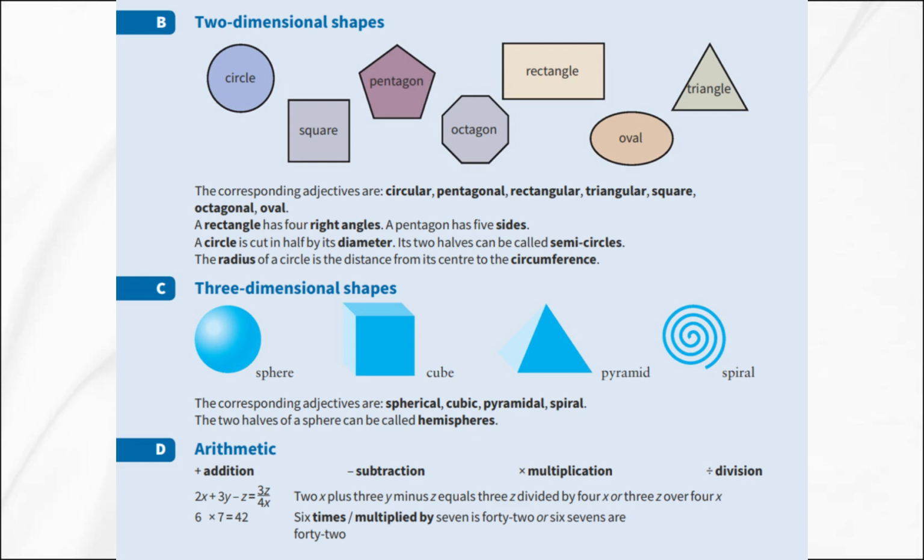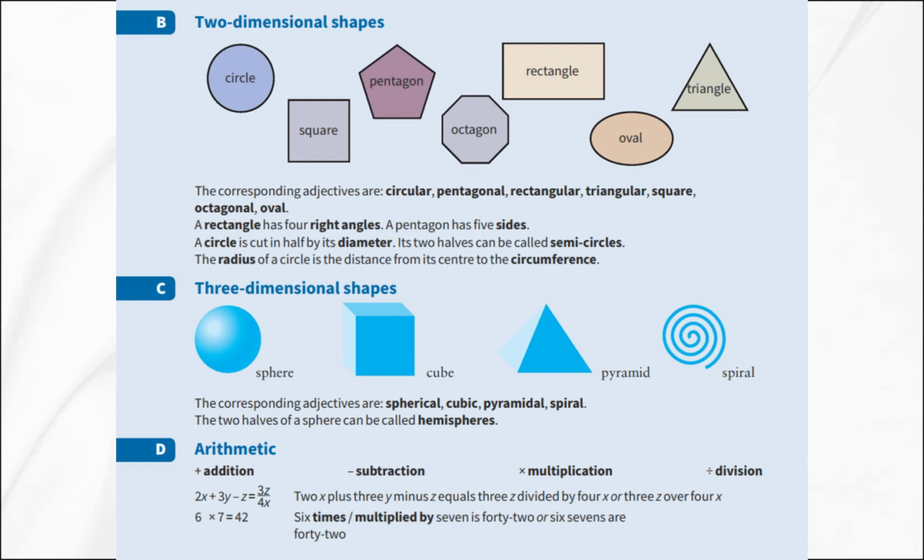A circle is round, the adjective is circular. A pentagon has 5 sides, the adjective is pentagonal. A rectangle has 4 right angles, the adjective is rectangular. A triangle has 3 sides, the adjective is triangular. A square has 4 equal sides, the adjective is square. An octagon has 8 sides, the adjective is octagonal. An oval is like an elongated circle, the adjective is oval.